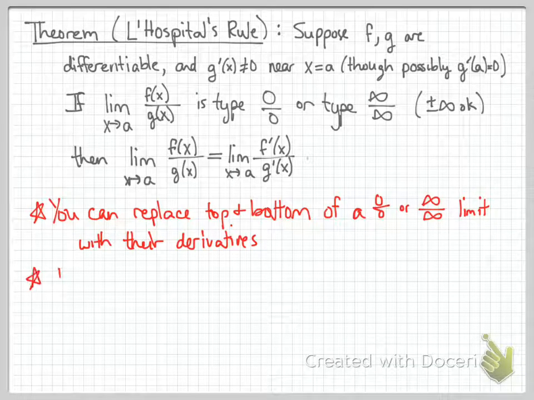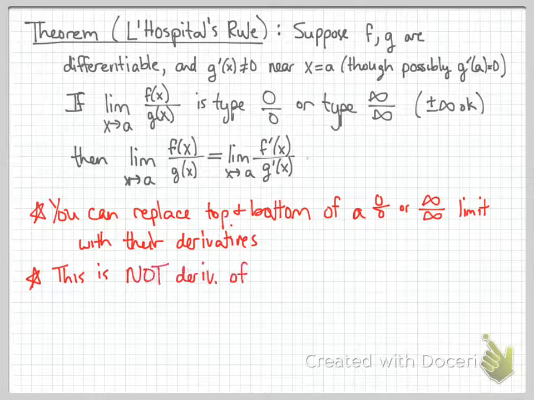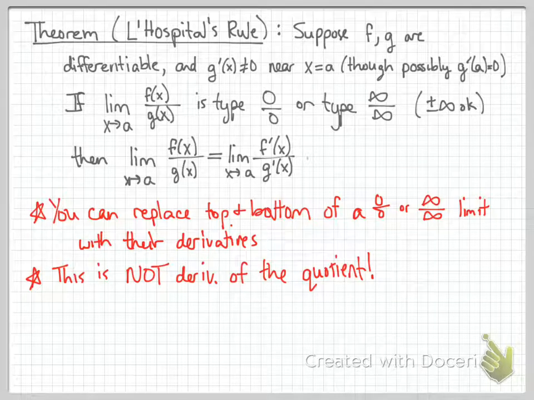The second point I want to make is what we are not doing is taking the derivative of that whole thing in the limit. We're not taking the derivative of f of x over g of x. If we were, we'd have to use the quotient rule to take the derivative of that quotient. This is different. So we're not taking the derivative of the function inside the limit. We're taking the derivative of each piece of the function independently. The derivative of the top and the derivative of the bottom. And this, you only do this when you're using L'Hopital's rule to take limits, not when you're taking derivatives for some other reason.